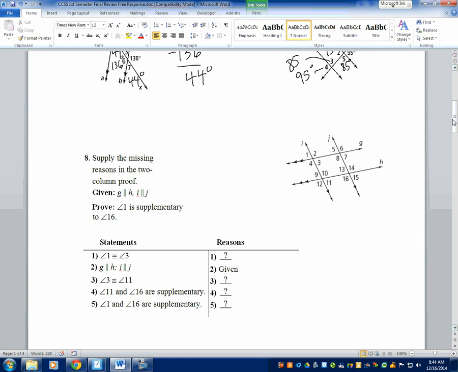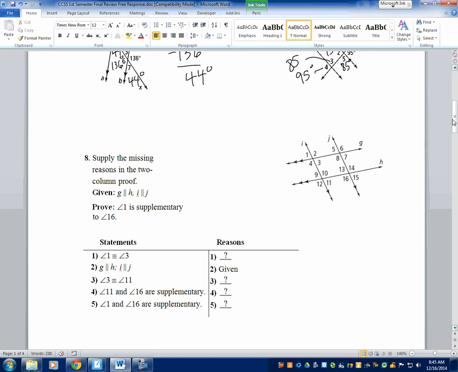So if you can do the problems on these reviews, you'll do well on the final. Here's a sample proof that involves parallel lines. It says supply the missing reasons. This is the type of thing you'll see in the multiple choice section.